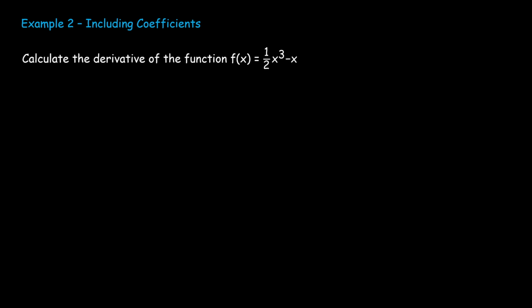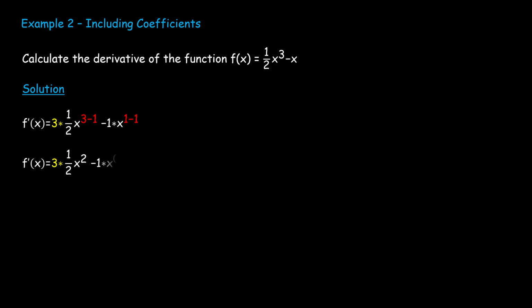Pretty simple. Example number 2, we're going to include coefficients, okay? Calculate the derivative of the function f of x equals half x cubed minus x. So, we start by writing down the function once again. I just included the powers so that it's easier for you to visualize. So for the first term, we have to bring down the 3, right? So we bring down 3, and then we take away 1 from the power. Then we do the same thing for the second term, and we take away 1 from the power.